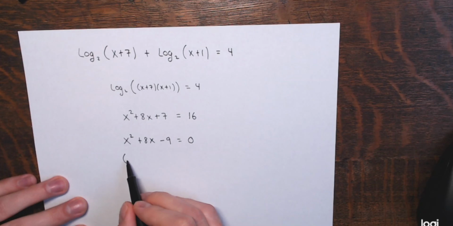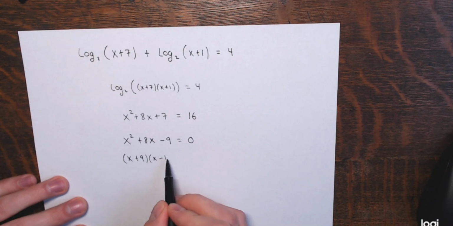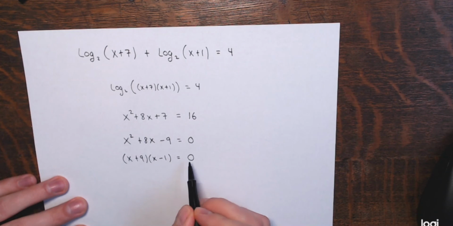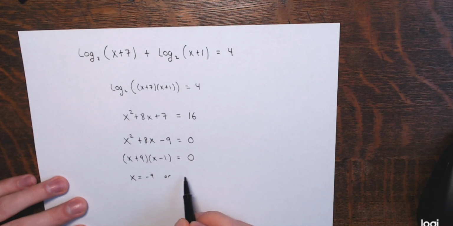Got x squared plus 8x, and then 7 minus 16 is negative 9. And then this factors to x plus 9 times x minus 1. And the only solutions to this equation are either negative 9 or positive 1, or both. I mean, these both could work, but you've got to check them out.